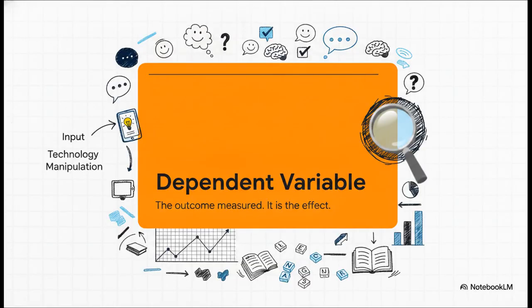And that immediately connects us to the dependent variable, which is the outcome that gets measured. It's the effect. In our vocabulary app example, the dependent variable is the student's actual vocabulary learning, like their final test scores. It literally depends on the independent variable. You manipulate the technology, and then you measure the resulting vocabulary learning.